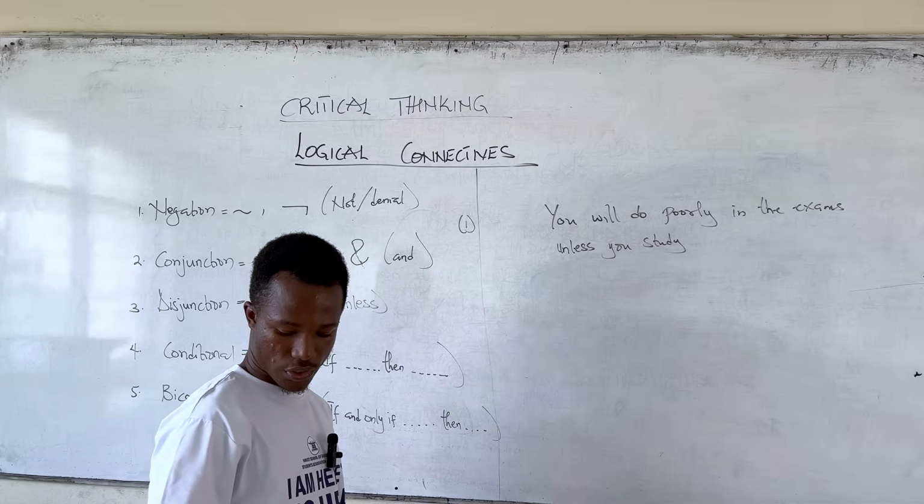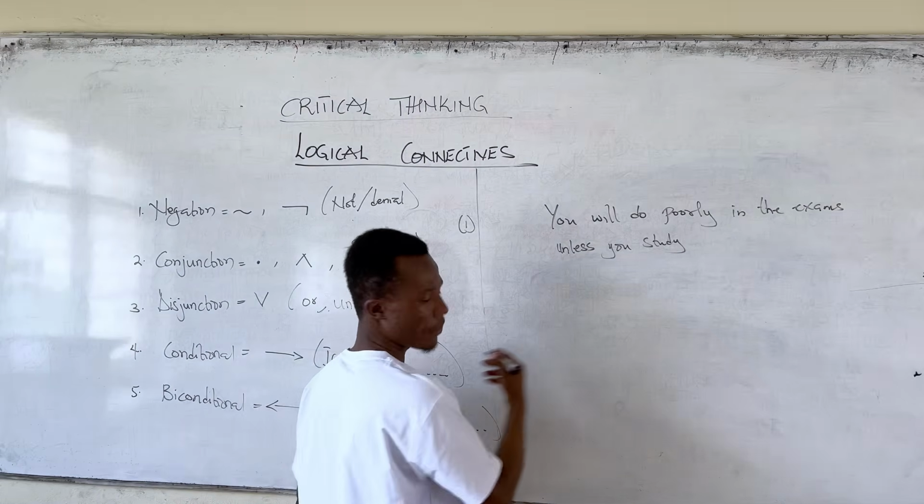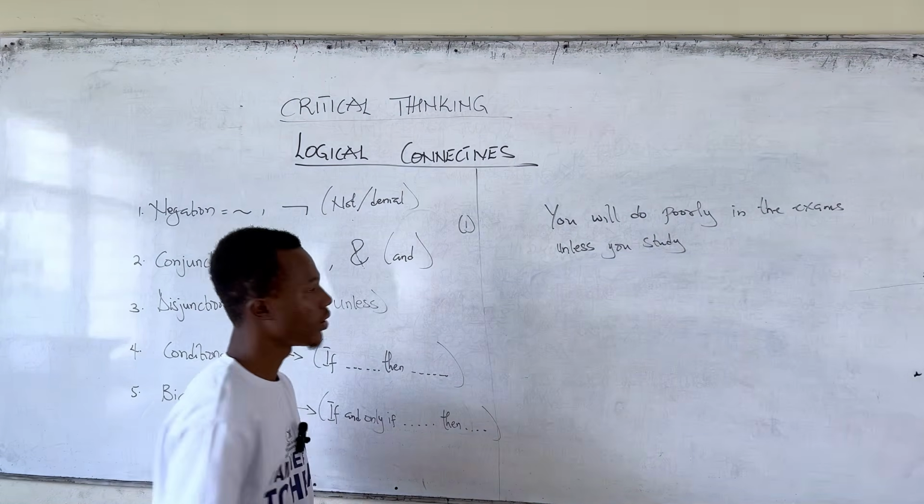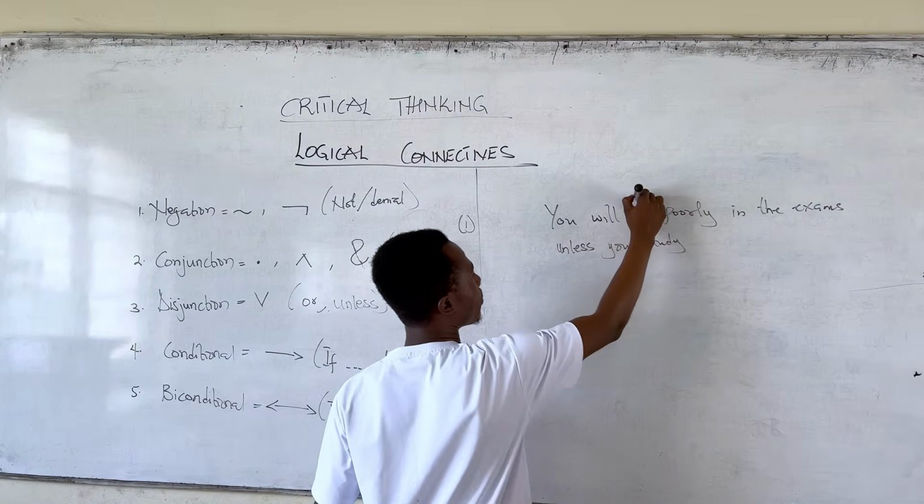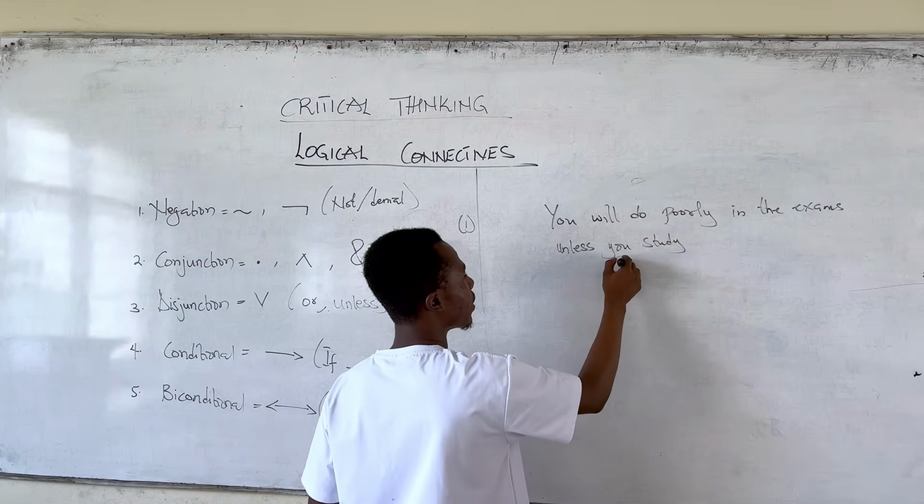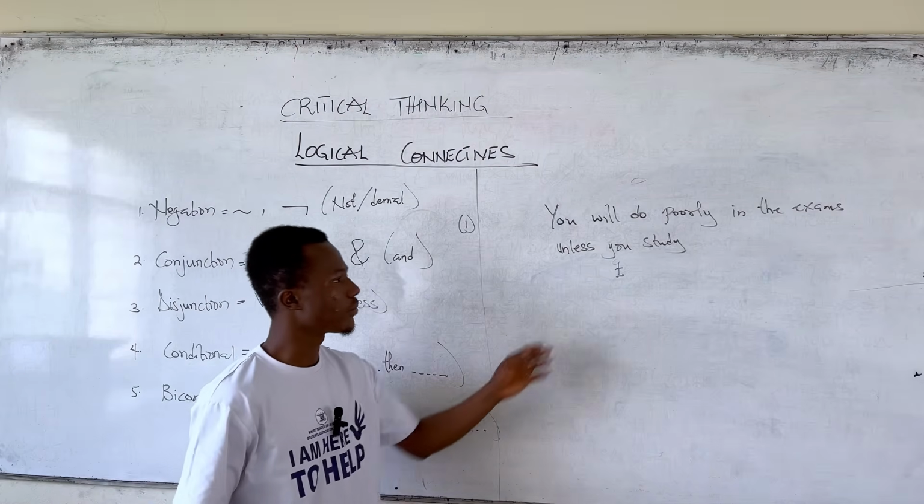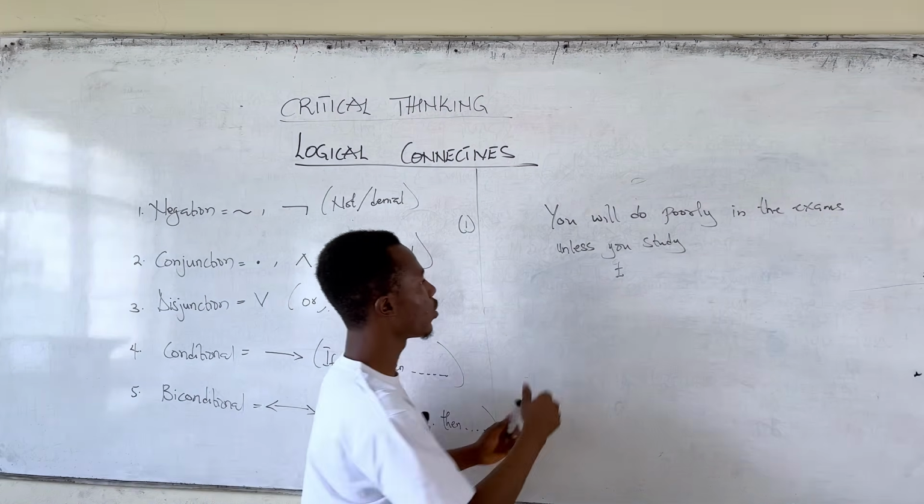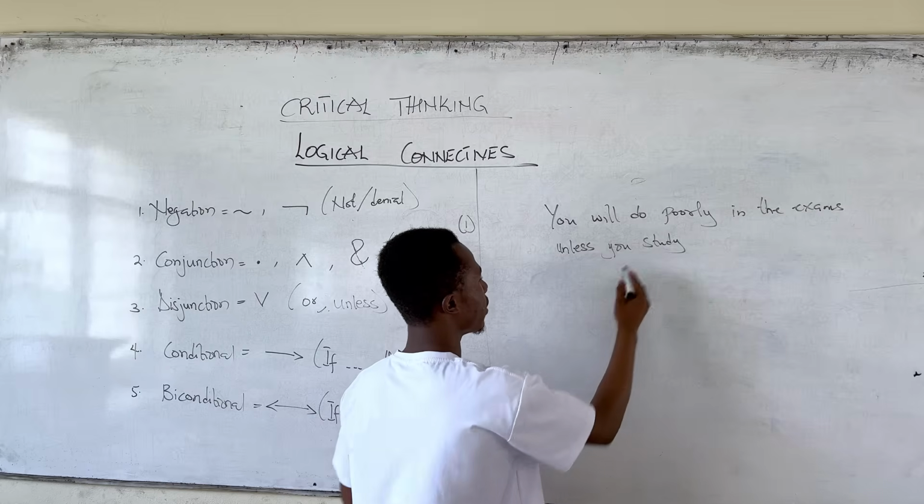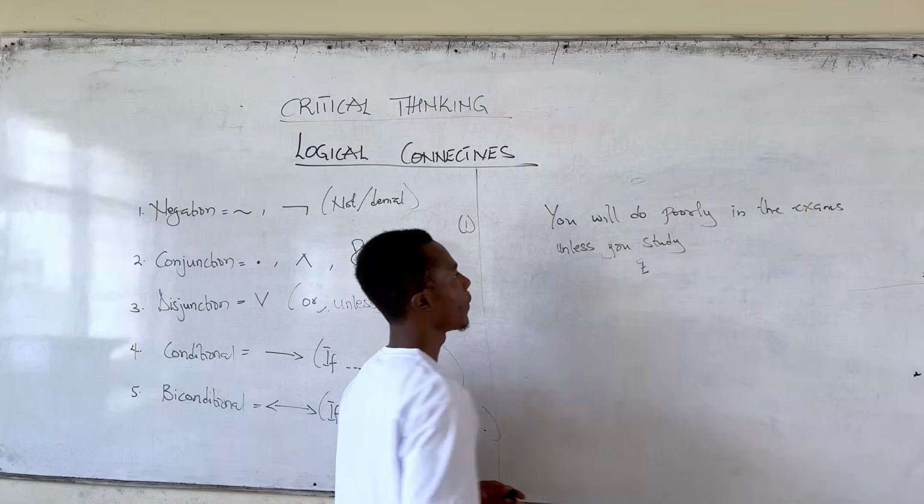So you will do poorly in the exam is what? P. So this one is P. Unless you study is what? Q. So now they are saying what? You study, not unless you study. You study, right? This is Q.